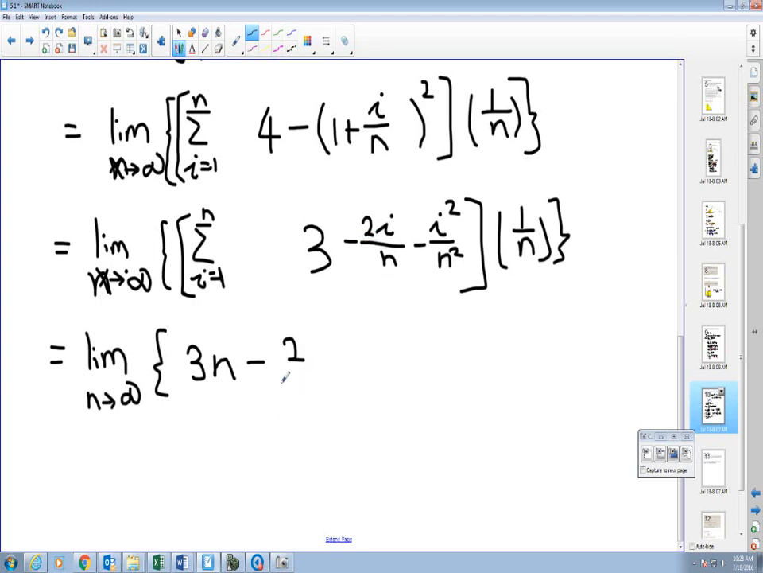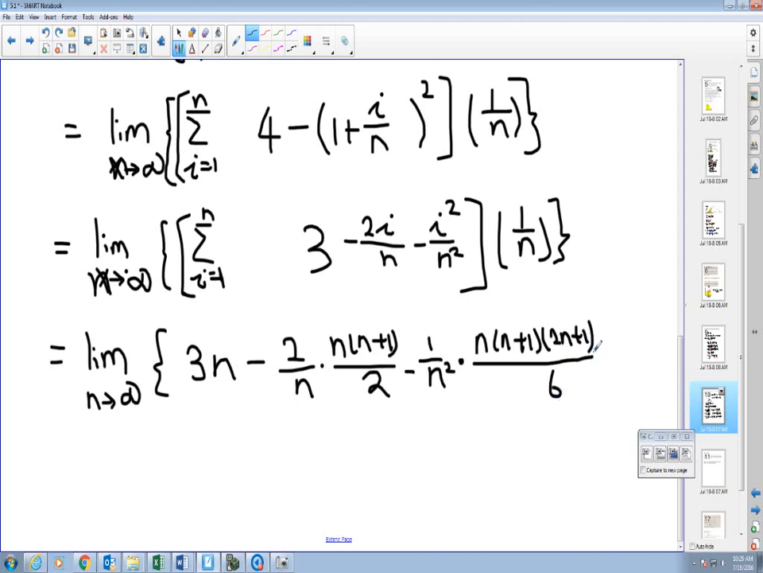Two over n can be pulled out in front of the summation of this term. That leaves me with an i. The sum of i is n times n plus 1 over 2, minus 1 over n squared times i squared. So we pulled out 1 over n squared in front of another summation sign for this term. The sum of i squared is n times n plus 1 times 2n plus 1 over 6. And all these guys are going to be multiplied by 1 over n.